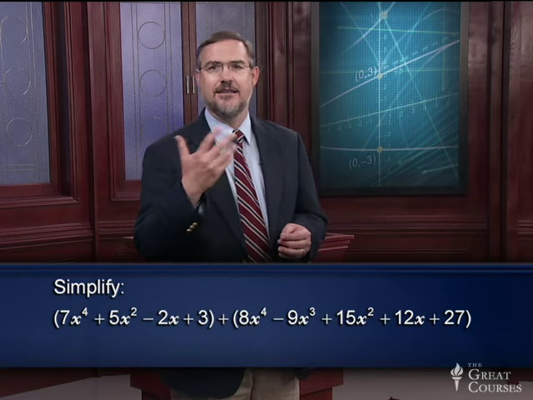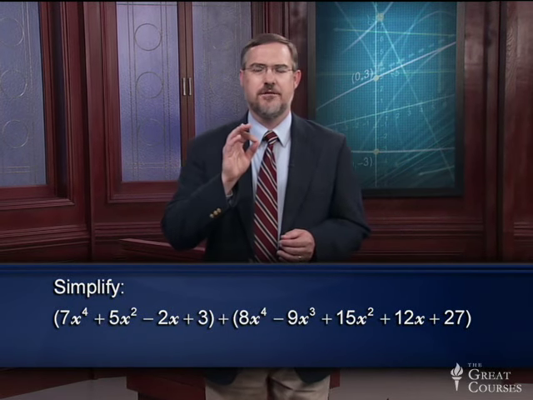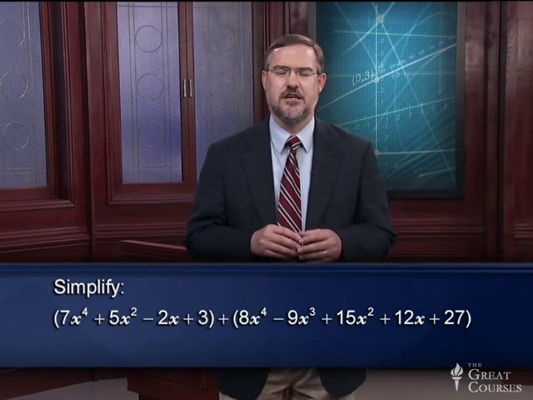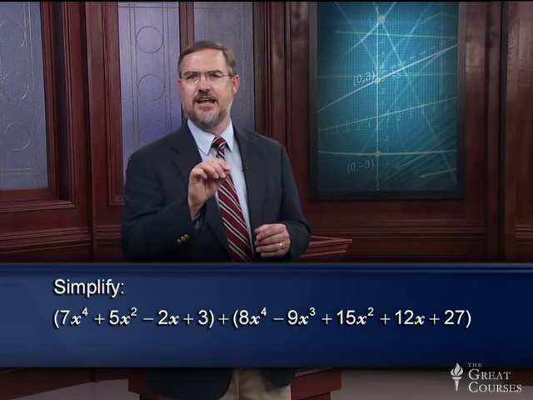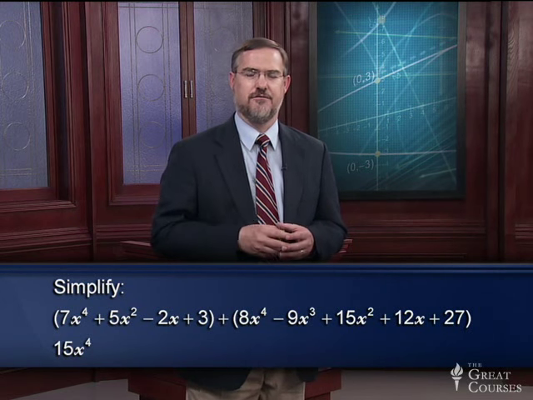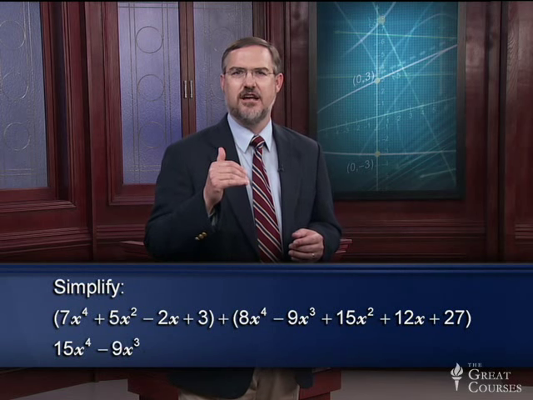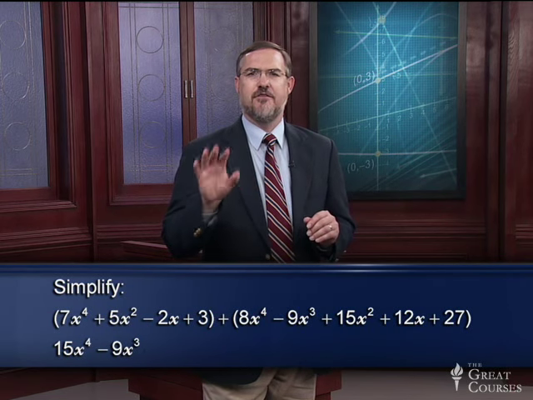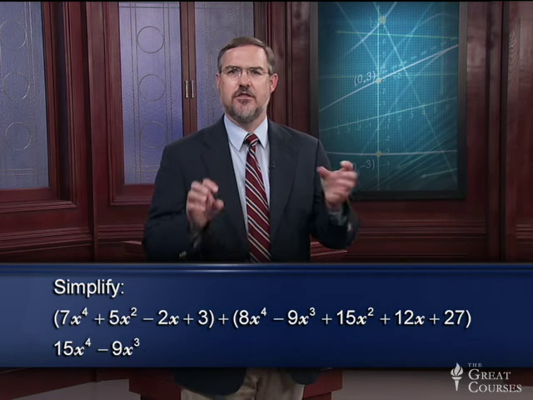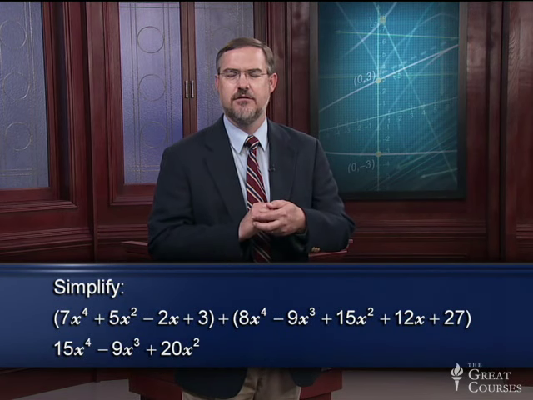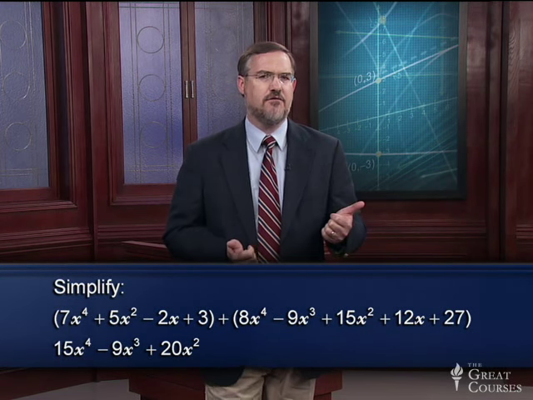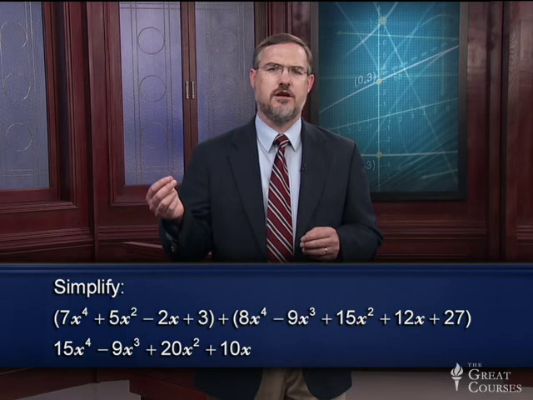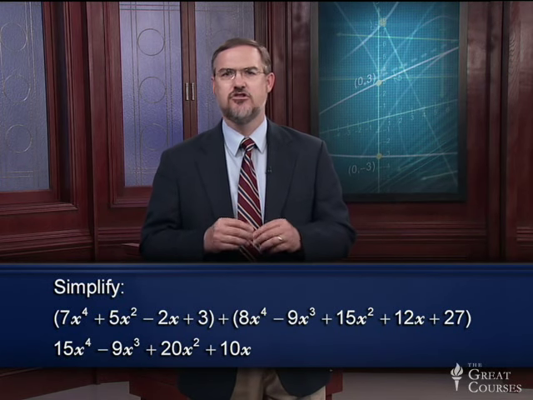Okay, let's see if I got the same answer that you did. The key here is that we put together the like terms. So just be careful to combine the right terms together. I see a 7x to the fourth plus an 8x to the fourth. That gives me 15x to the fourth. I'm going to have a negative 9x cubed because it has no term that I want to combine with, so that's no problem. I have a 5x squared and a 15x squared. Those can be combined to give me 20x squared. There's a negative 2x plus a 12x. Those can be combined to give me 10x. And lastly, the constants 3 and 27 can be added together to give me 30.